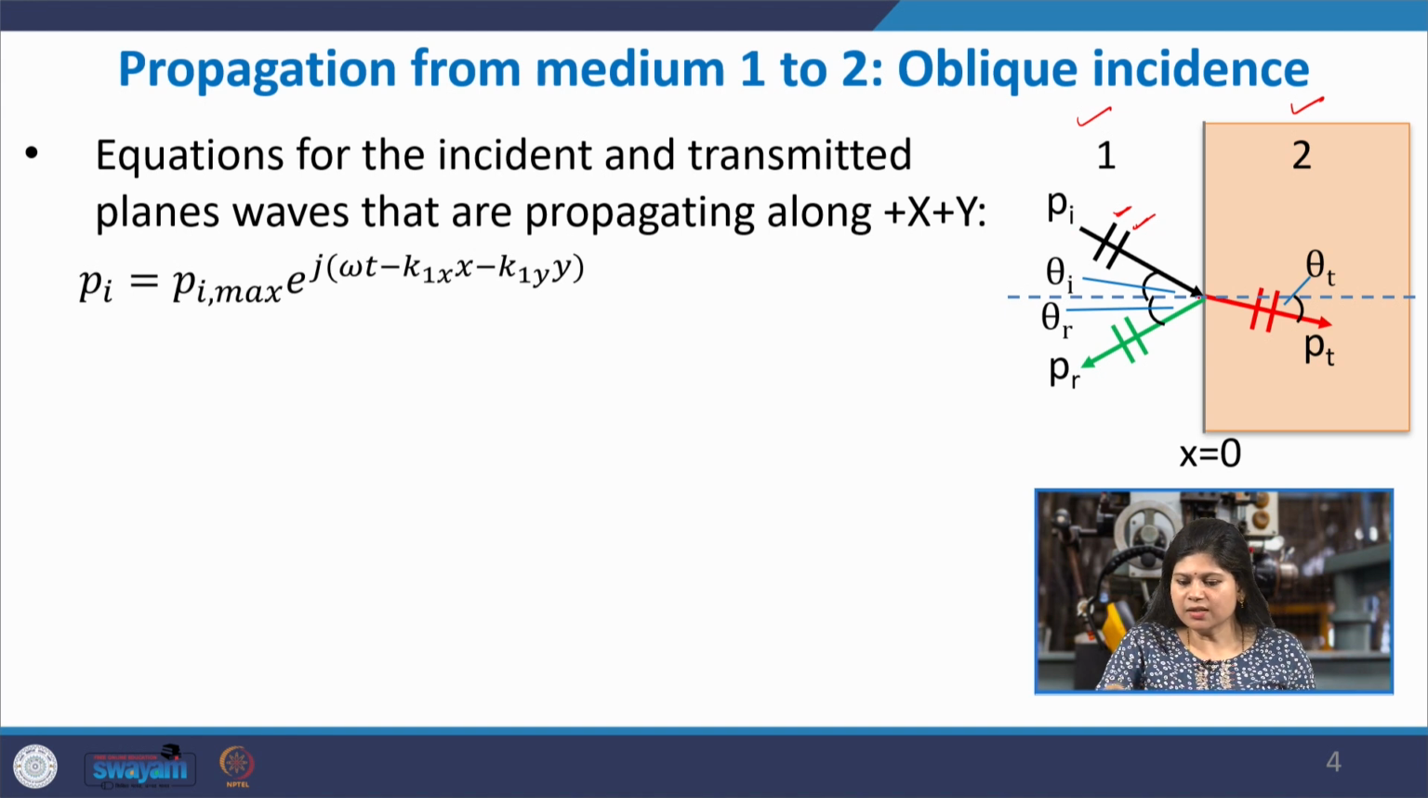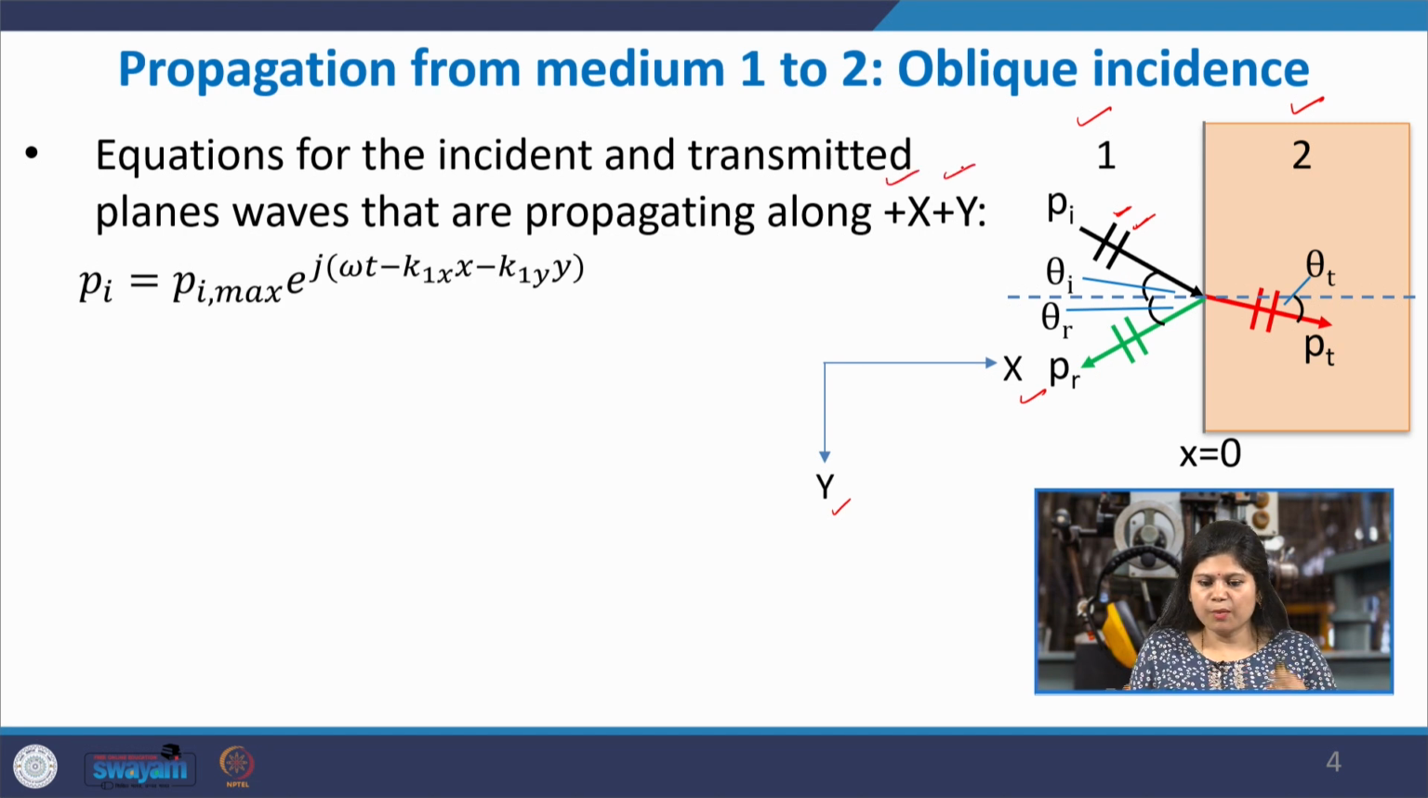Here we see an incident wave at some angle theta I with the normal to the surface, and then it is getting reflected and transmitted. So, let us represent our incident wave. First of all, let us take our x and y axes. This is our x direction and y direction. If this is the axis we are choosing, then the incident wave is propagating in the forward x and forward y, or the plus x plus y direction.